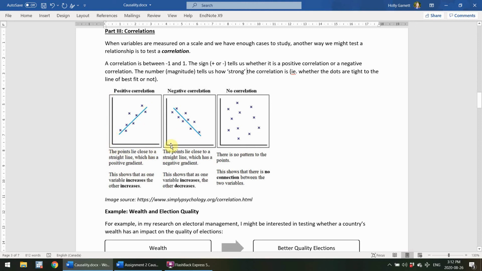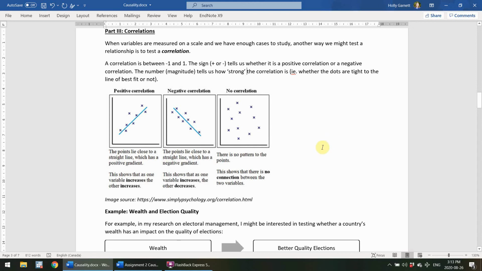Here we notice that this is a negative correlation. As one variable increases, the other variable seems to decrease. And then this would be an example where there's really no correlation. There's nothing really going on between all of these points. And again, each axis here is a variable, one of those two factors that we were talking about.